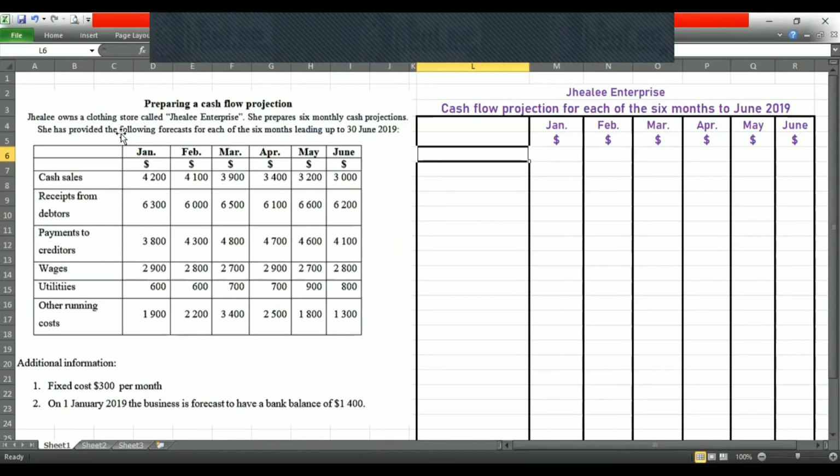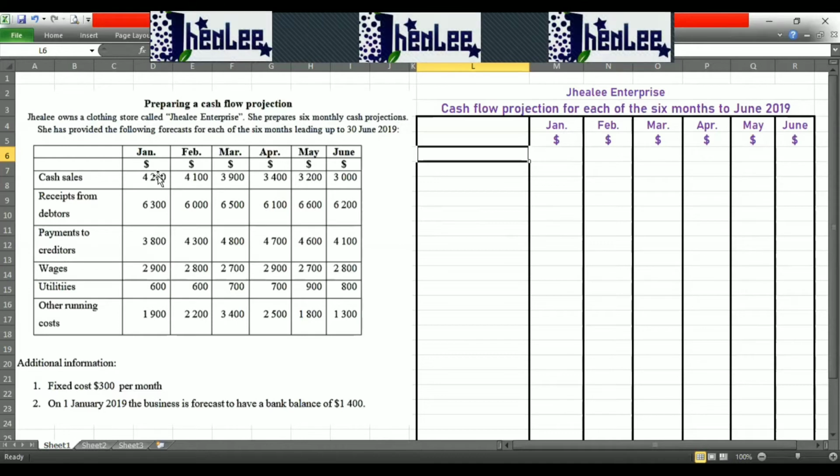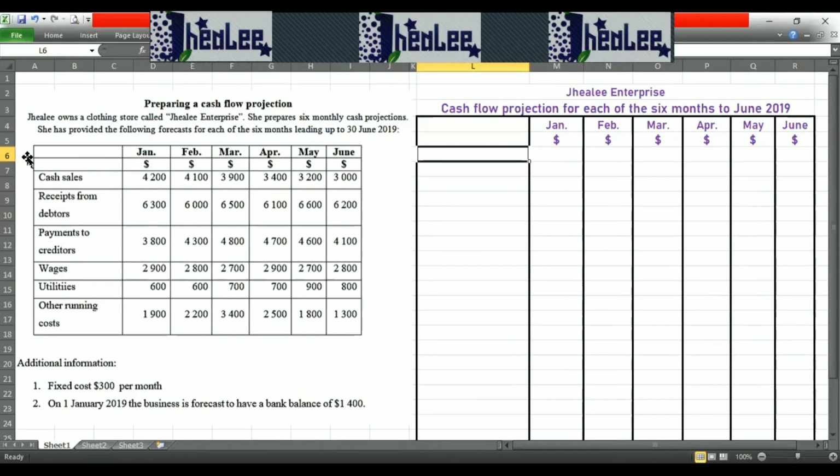The question reads: Jaylee owns a clothing store called Jaylee Enterprise. She prepares 6 monthly cash projections. She provided the following forecast for each of the 6 months leading up to June 30th, 2019. The months are January, February, March, April, May, June. And you're seeing the items that would cause either an inflow or outflow, along with the value relating to each item for each month.